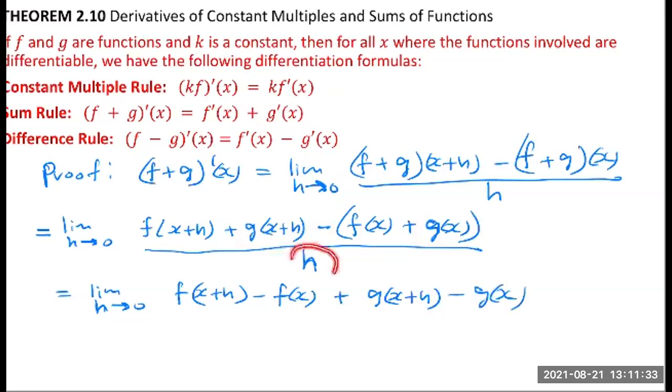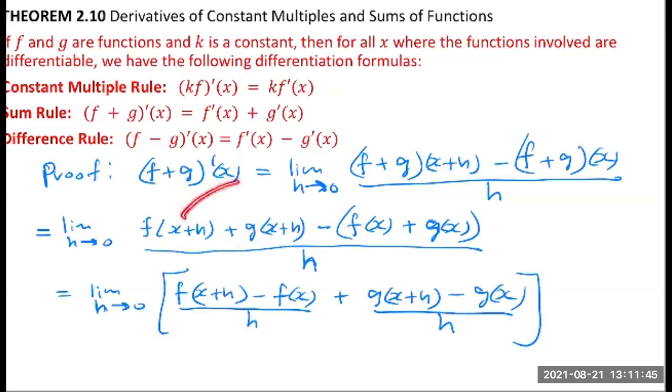Now notice that I have h in the bottom. So I'm going to put that h underneath of this expression and underneath of this expression. That's the same thing, because I paired these two terms and I paired these two terms. This is the first expression, I put my h underneath of that expression, plus, and then I put my h underneath of this paired expression, that is g of x plus h minus g of x. All right, now I'm going to take the limit.